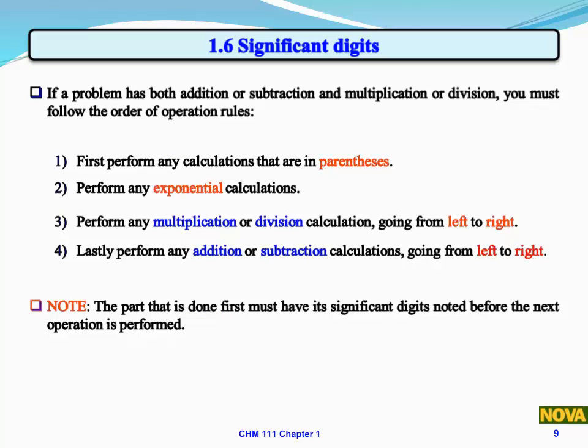If a problem has both addition or subtraction and multiplication or division, the part that is done first must have its significant digits noted before the next operation is performed. This is because the rules are different for determining which digits are retained. You must follow the order of operations rules, which are as follows.